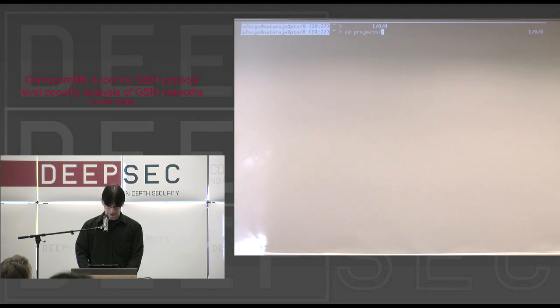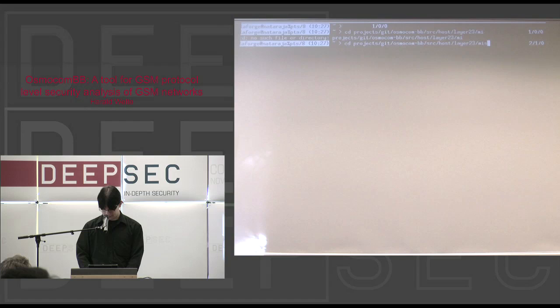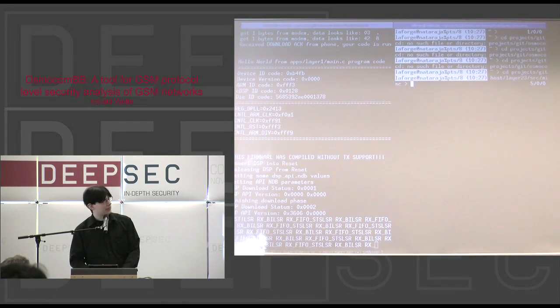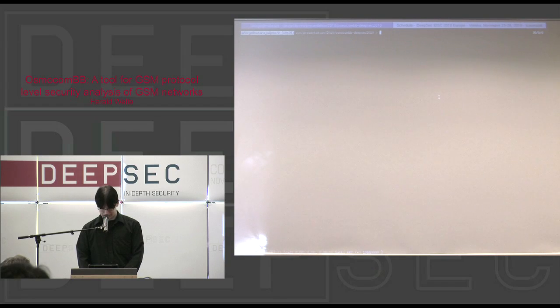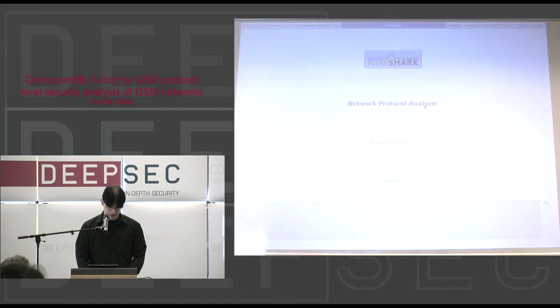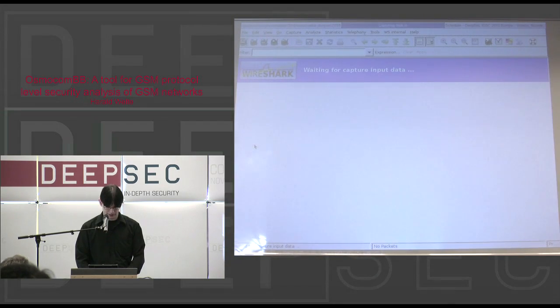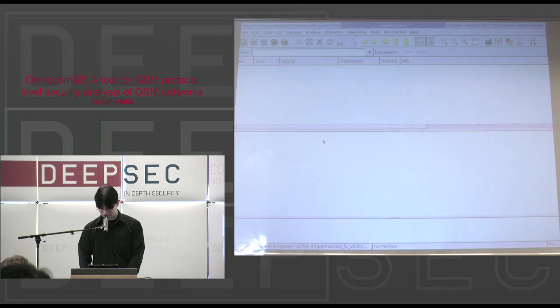I'm going to the right directory again. Why is it not source misc? Okay, I'm doing one more thing before I'm starting this. I'm going to start a... No, don't need sudo for that. I'm starting a Wireshark instance, and I'm going to listen on the loopback device, which is very interesting, right? Capturing on the loopback device.